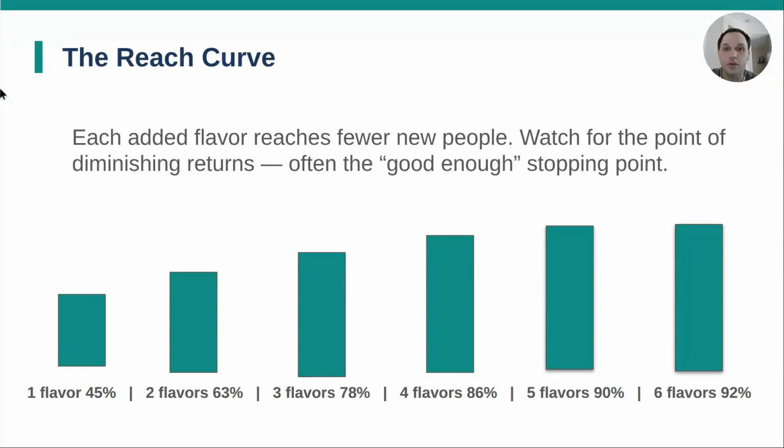This is the chart you'll actually present from. It shows cumulative reach as we add flavors one at a time. The first flavor gets us 45%. The second jumps us up to 63, the third to 78. But watch what happens after that. Each new flavor brings in fewer and fewer new people. That flattening is the point of diminishing returns, and it's usually where you find your good enough stopping point, and where adding more isn't worth the cost.